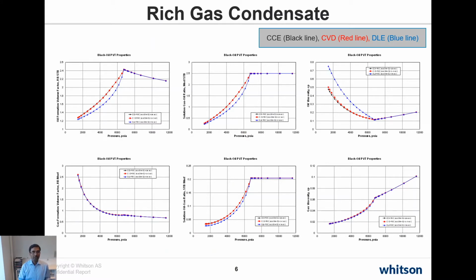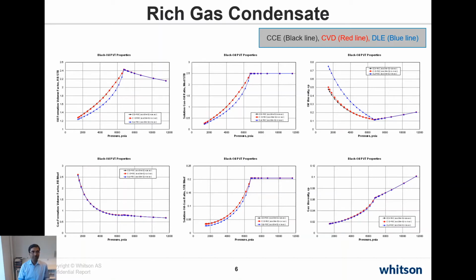In this, both black oil PVT properties for oil and gas are shown. The first row is for the oil PVT properties, and the second row, the bottom row, is for the gas properties. Top left is oil formation volume factor, top middle is solution gas oil ratio, and top right is oil viscosity. Bottom left is gas formation volume factor, bottom middle is solution oil gas ratio, and bottom right is gas viscosity.